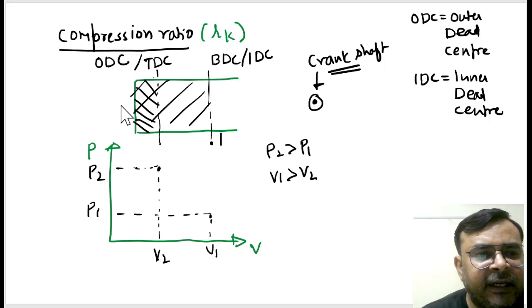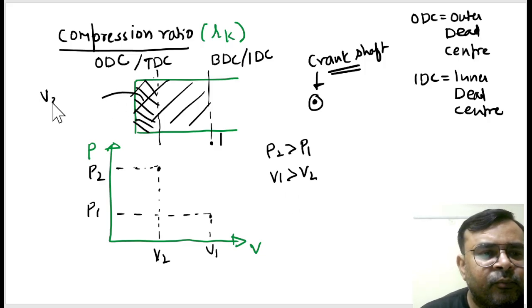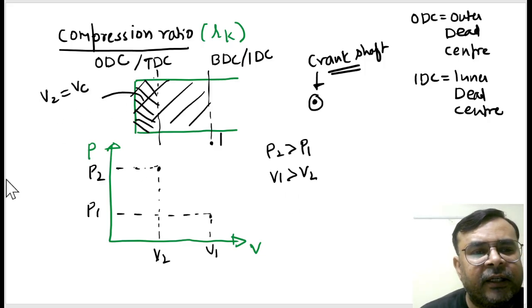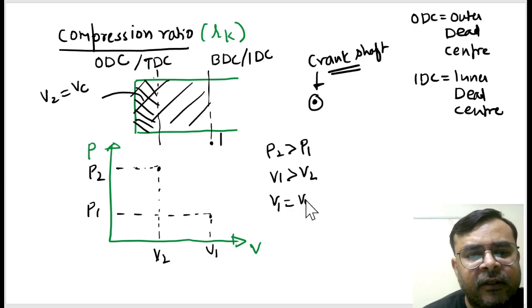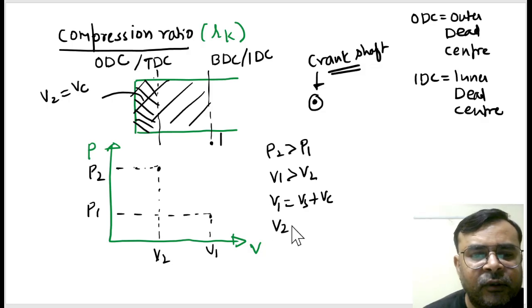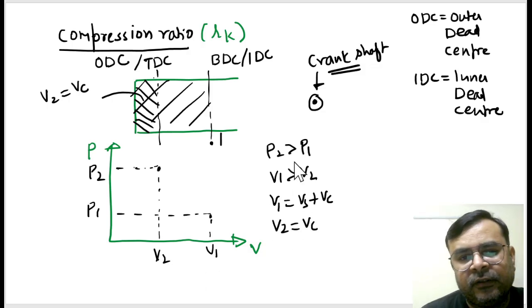And you can see, can I say here, this V2 volume is nothing but the clearance volume. Is it right? And of course, V1 volume is nothing but Vs plus Vc. And V2 is nothing but Vc. Correct?